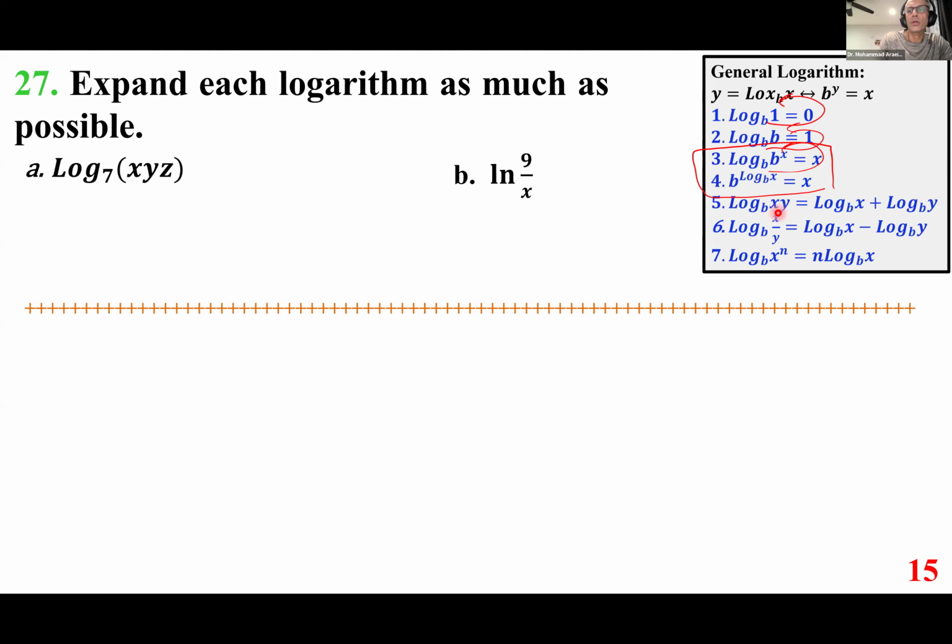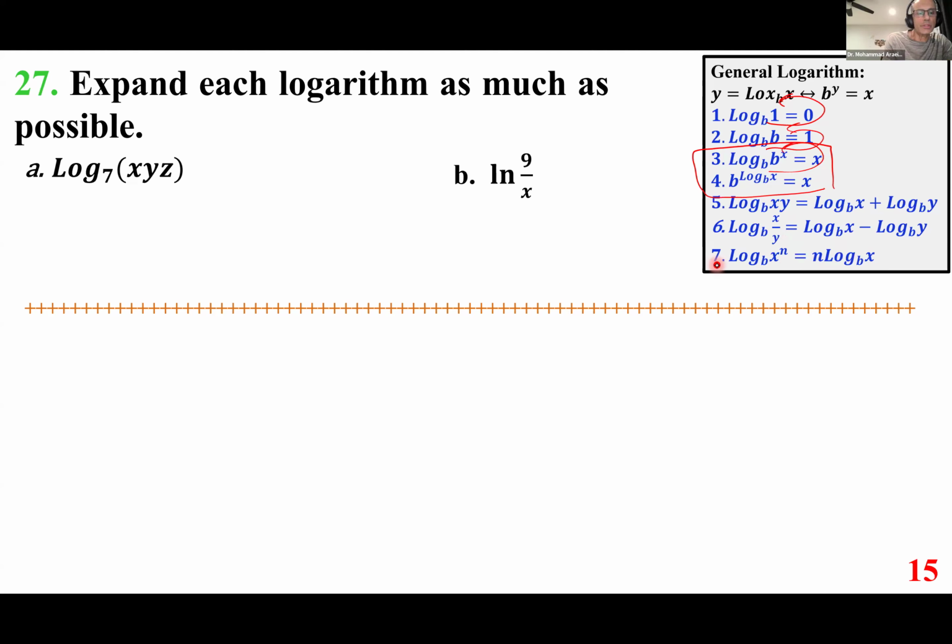Product rule, log xy is log x plus log y, same base b. Log x over y is log x minus log y. All of them have the same base b. That's the quotient rule. And log x to the power of n is n log x. Both of them have base b. That is called the power rule.